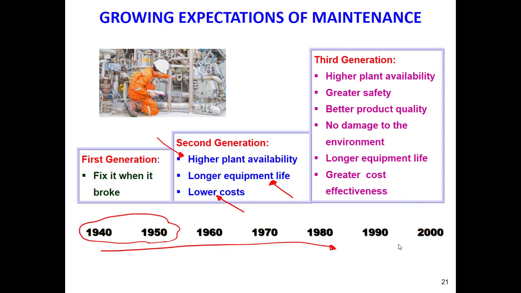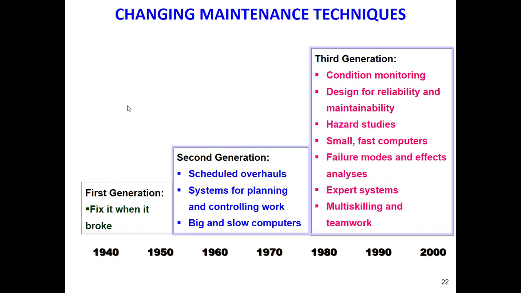And in recent years, the last 20, 30 years, maintenance has been much more accurate, and it's a bigger activity aimed at reaching higher plant availability, better safety, better product quality, no damage to the environment, longer equipment life, and less cost or more profit. Those are the things being considered for maintenance activity in recent years. The technology used for this job has also changed.